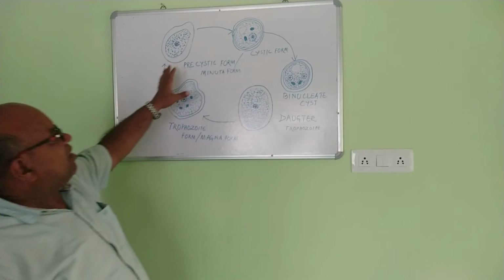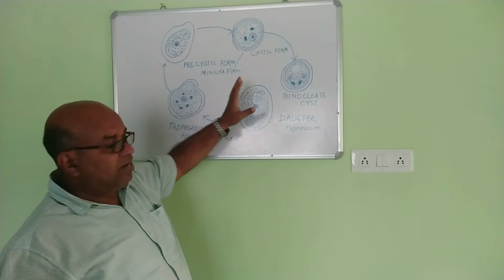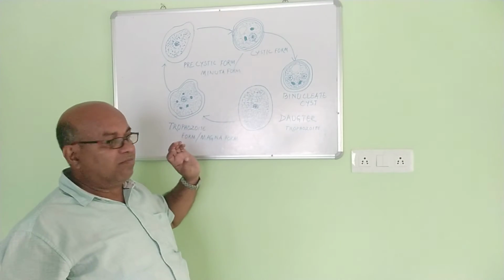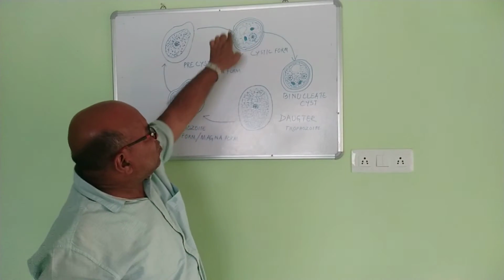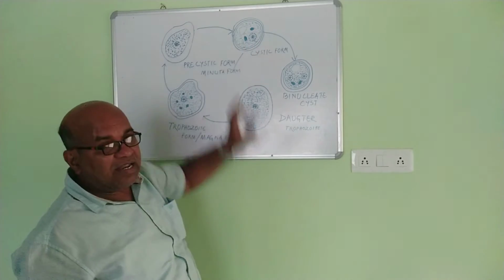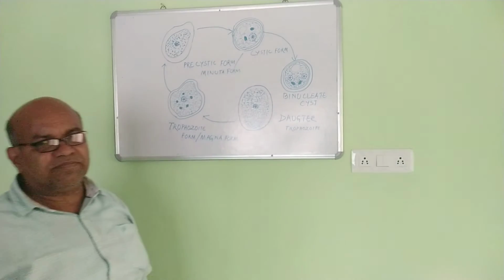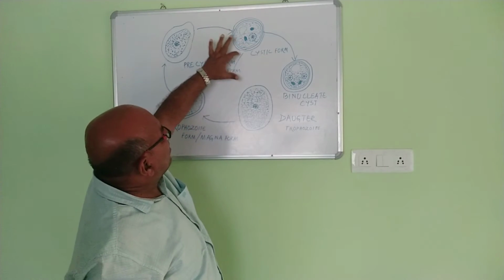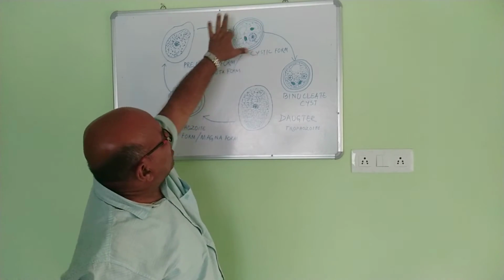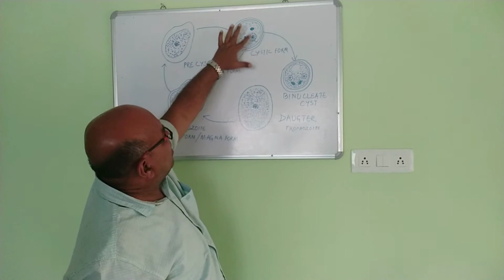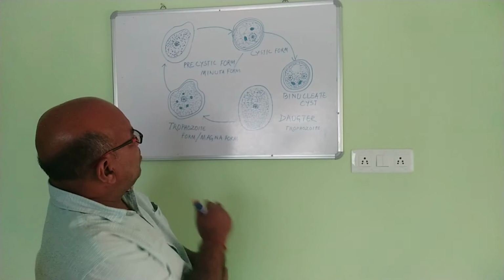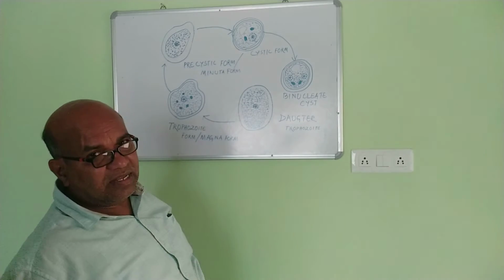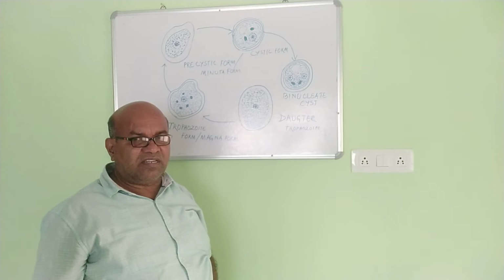But when the cyst comes to its body, at that time the situation is not favorable for the organism to sustain in that environment. At that time, one cyst wall encloses the entire contents of the organism. That is called the cyst wall, which remains in the periphery, just above the plasma membrane. Under the process of encystment, the cyst wall is formed. That is called encystation.